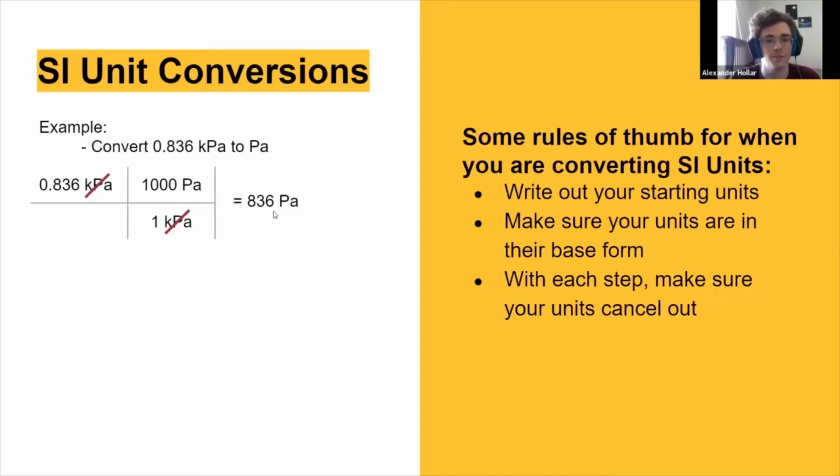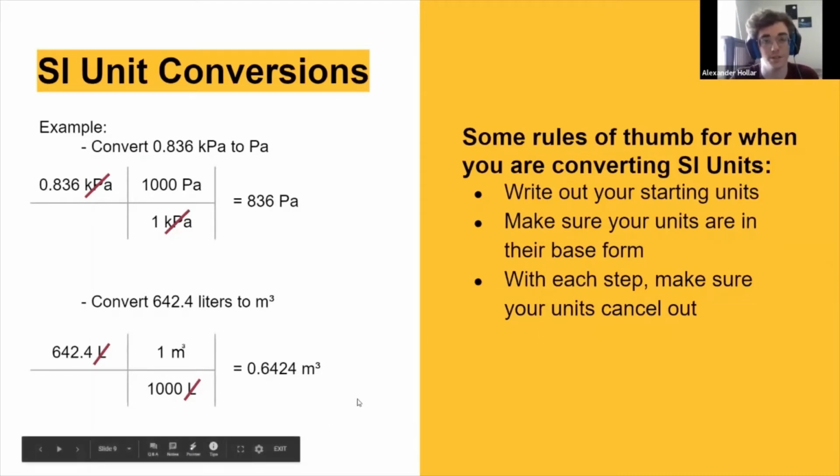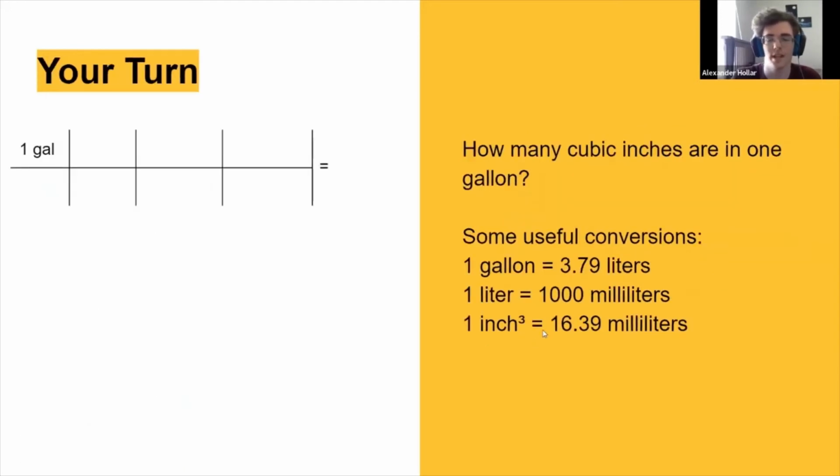The reason that we have 3 sig figs is because these conversions are considered real numbers, so they have an infinite number of sig figs for calculation purposes. Another example is, let's go from 642.4 liters to meters cubed. We would write out our unit, our conversion, cancel out our units, and then we have our answer, which would be 0.6424 meters cubed.